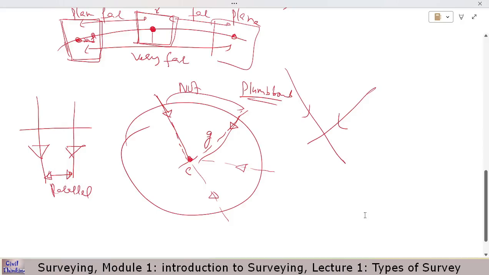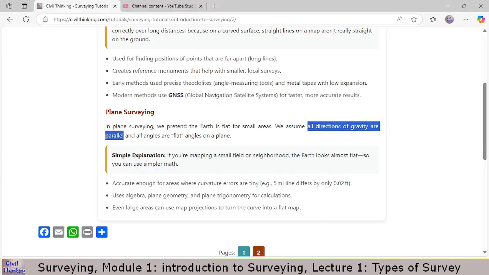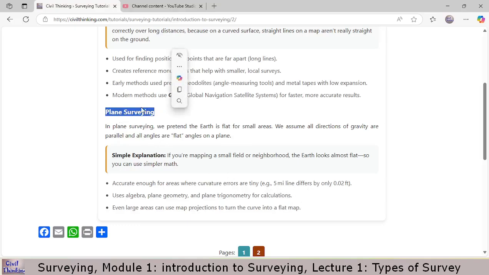So let's move on. I think that's it. Is there anything left? Yeah, and I have told you that there is a very small error. So we can safely use plane surveying although the earth is not flat, because the error is small. For example, it is written here: accurate enough for areas where curvature errors are tiny. For example, a 5 mile line differs by only 0.02 feet.